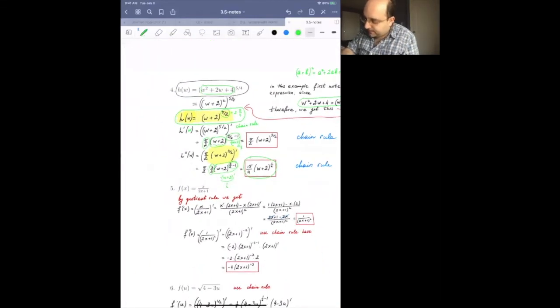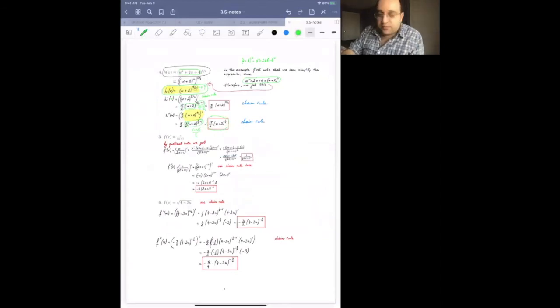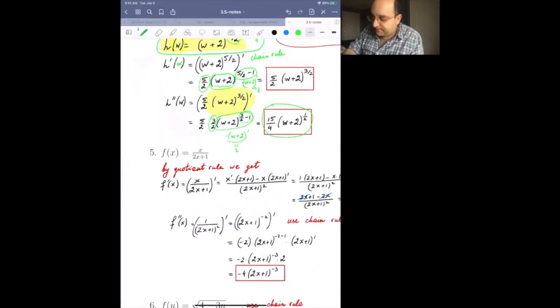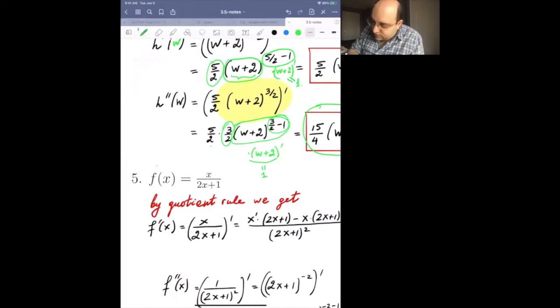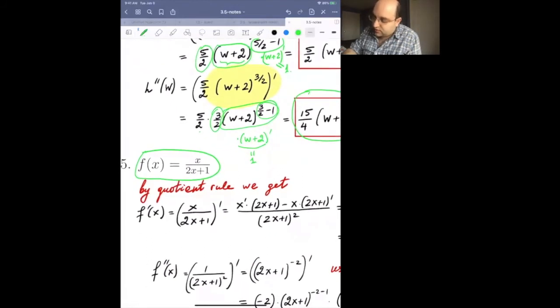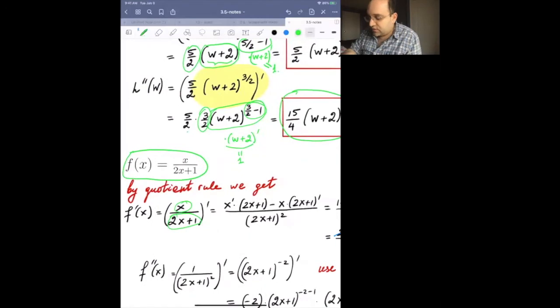So that's our answer, the second derivative. Okay. So the next problem is this one here. We have to take the derivative of this expression, and the second derivative. So of course we have to use the quotient rule. By quotient rule, the top is x and the bottom is 2x plus 1. So it's the derivative of the top times the bottom minus the top times the derivative of the bottom, divided by the bottom squared.